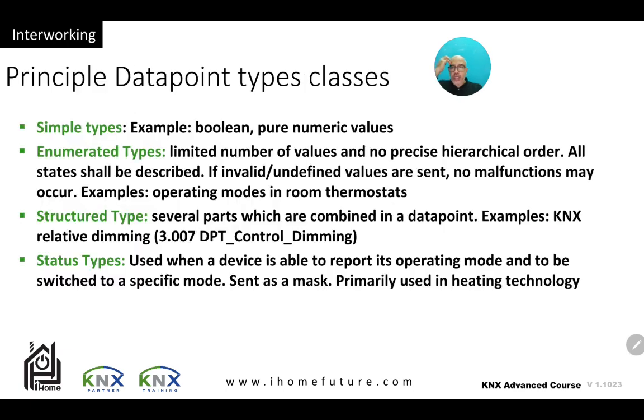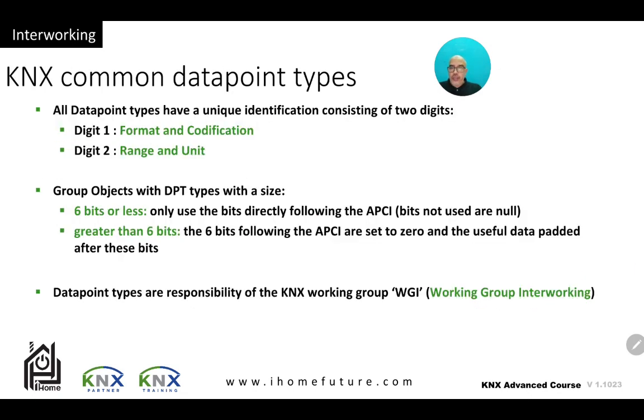So let's see what formats I have. I have data points which are simple types with something very clear like numbers or boolean. Enumerated types, which are not really related to each other but related in the function itself, like the thermostats which will have an eco mode, comfort mode, something like that. Or structure types like what we have in the dimming itself. We have a control, we have a switching, something like that. Or status types, which are mostly used in heating technology. And still, you don't need to memorize that.